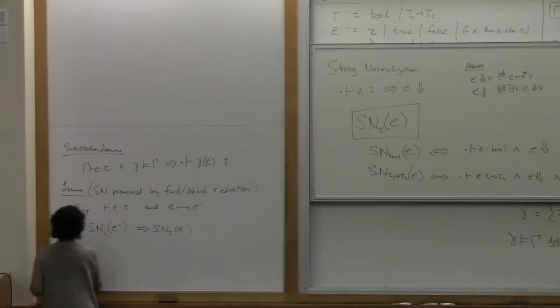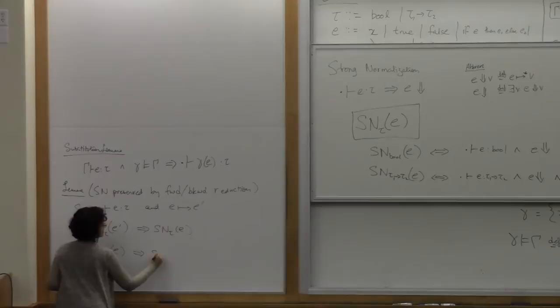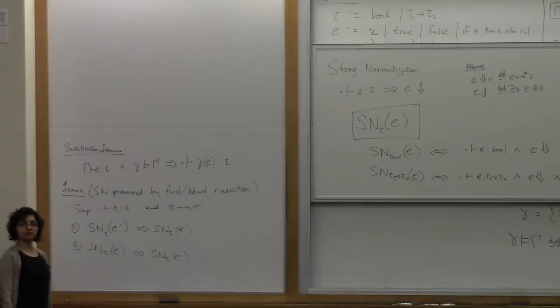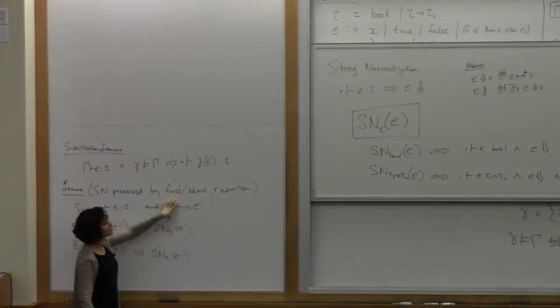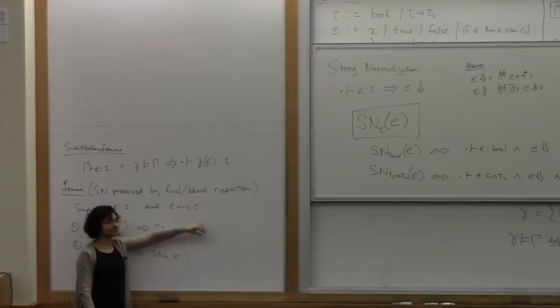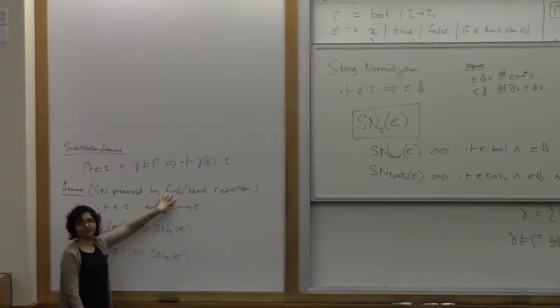And the other is that if E is strongly normalizing, then so is E prime. Okay? Intuitively, they make sense, right? I'm here. I take another step. If I know that this E is strongly normalizing, then clearly this one is too. And vice versa. I'm here. I know I'm strongly normalizing. That means that one expression earlier than that must be strongly normalizing. Right? Okay.